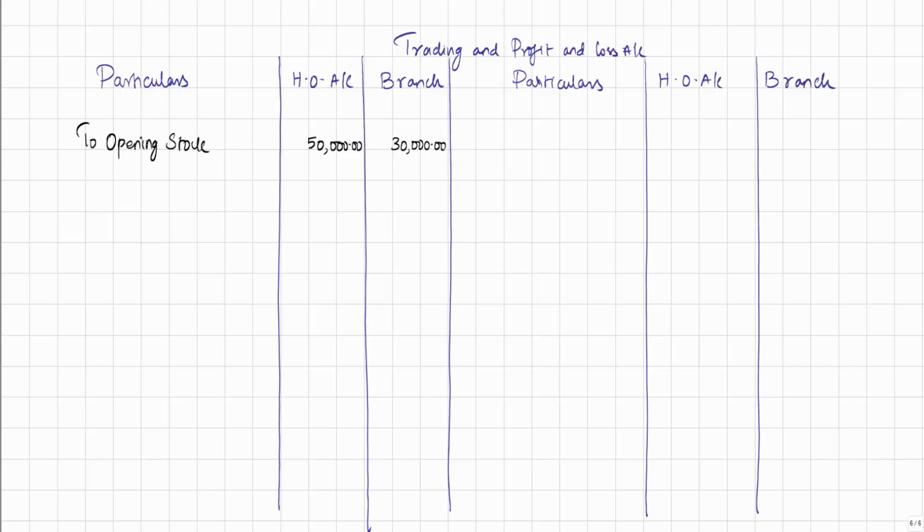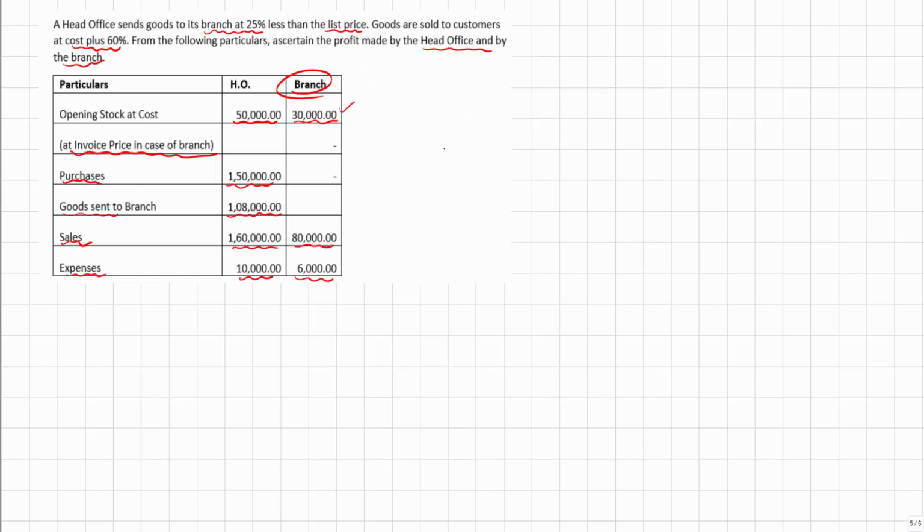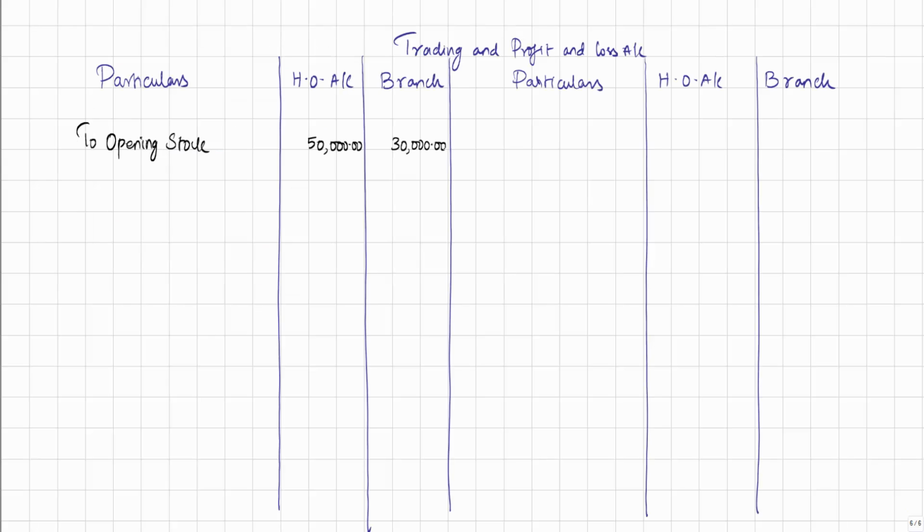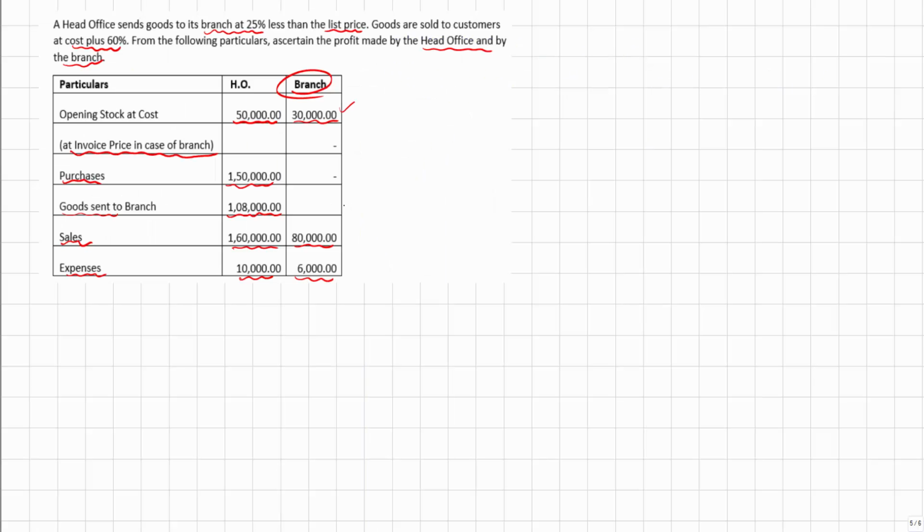What we have to keep in mind is this opening stock of branch has a profit element, and that has to be removed by stock reserve, dealt with in HO's P&L account on the credit side. I'll explain that when we reach the appropriate time. Then the second item, we have purchases 1,50,000 applicable only for HO. So we'll say to purchases. It is 1,50,000. So two items completed.